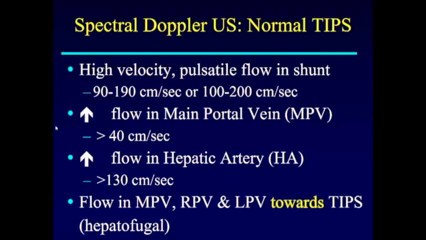After shunt placement, the flow in the main portal vein increases. It should be more than 40 centimeters per second, and the flow in the hepatic artery will also increase to greater than 130 centimeters per second. Very importantly, the flow in the main, the right, and particularly the left portal vein, if the shunt is properly functioning, should now go out of the liver, so it should be hepatofugal towards the lower pressure conduit of the shunt. So reversal of flow in the left portal vein is a normal finding in a normal TIPS shunt.